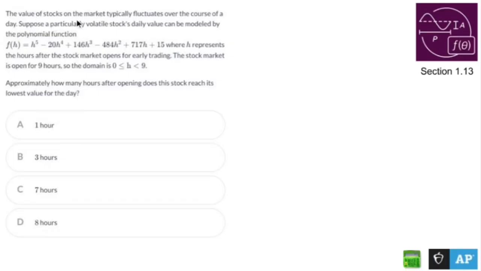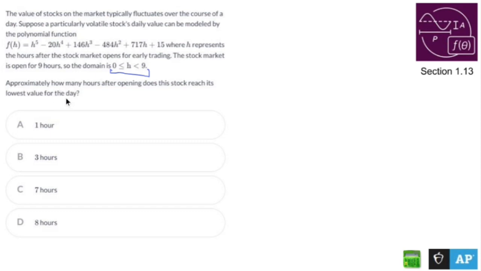The value of stocks on the market typically fluctuates over the course of a day. Now, suppose a particularly volatile stock's daily value can be modeled by this terrible function where H represents the hours after the stock market opens for early trading. The stock market is open for 9 hours, so the domain is that. That's going to be helpful because we're going to have to throw this into a calculator.